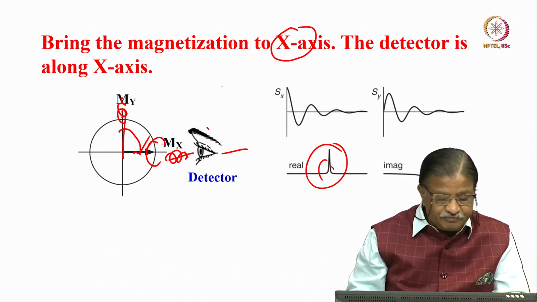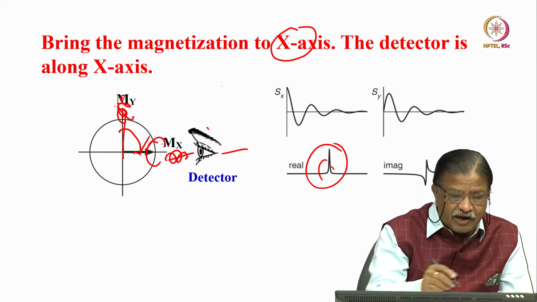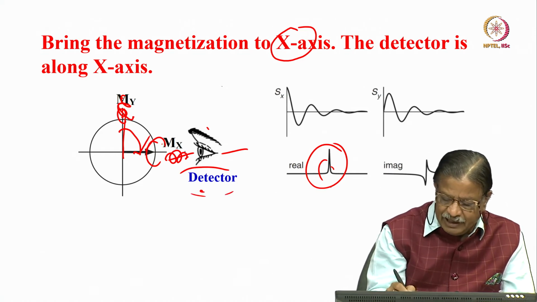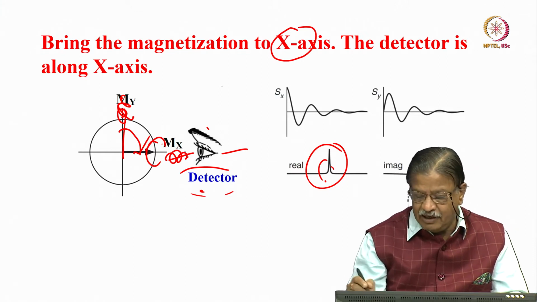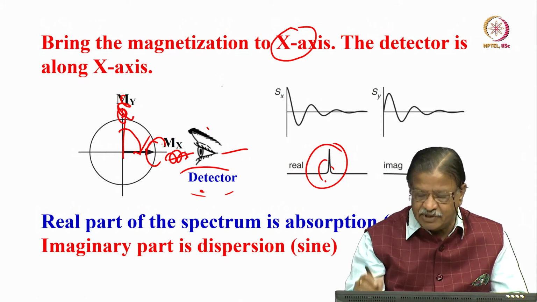Then what will happen? There will be signal along the Mx and My components, the magnetization components. The Mx component you will detect as a pure absorptive mode, whereas the My component will be the imaginary part. It will be out of phase by 90 degrees. It is a dispersive component.